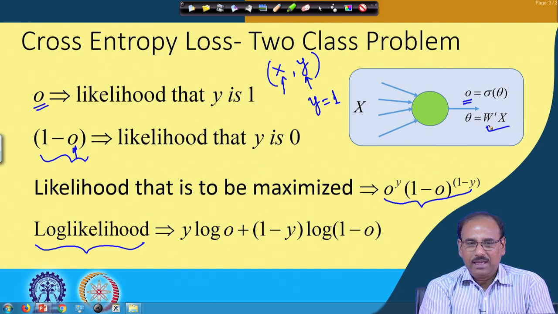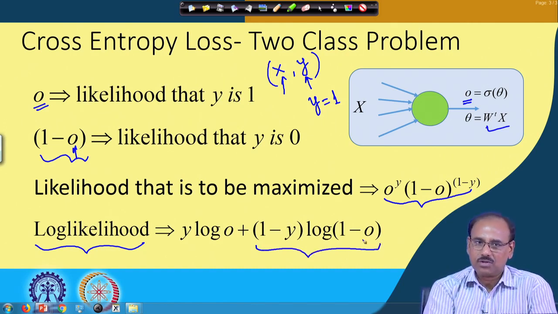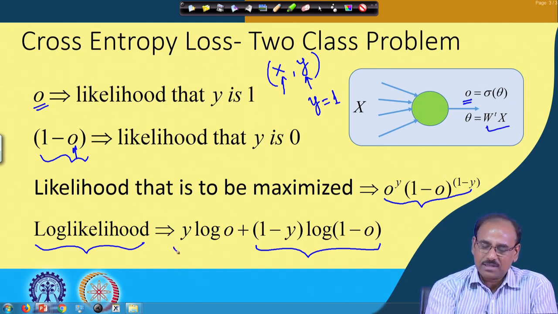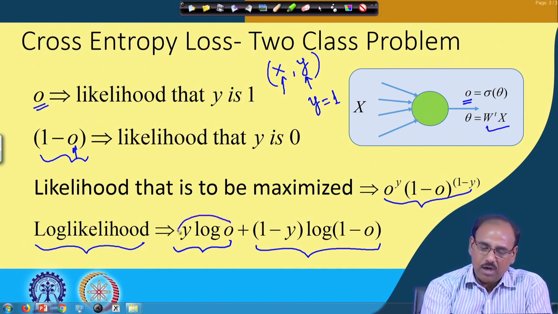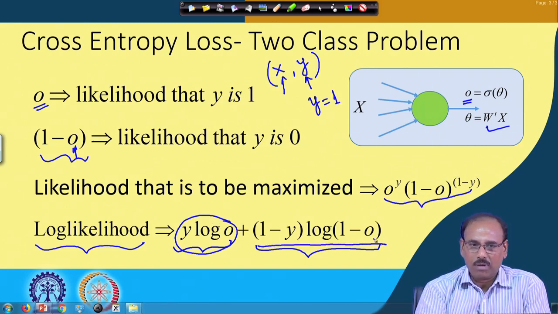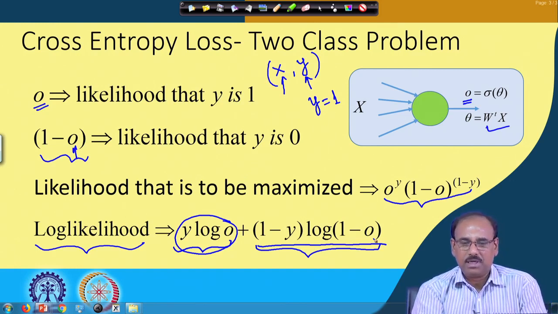So, here you find that if y is equal to 1, that is, if the training sample x is taken from class omega 1, then I should get y equal to 1. In that case, 1 minus y is 0. So, what I have to maximize is y log O. In the other case, if y is equal to 0, that means the training sample has been taken from the other class. So, this term y log O becomes 0. So, what I have to maximize is 1 minus y log 1 minus O. So, this is the likelihood that I need to maximize.